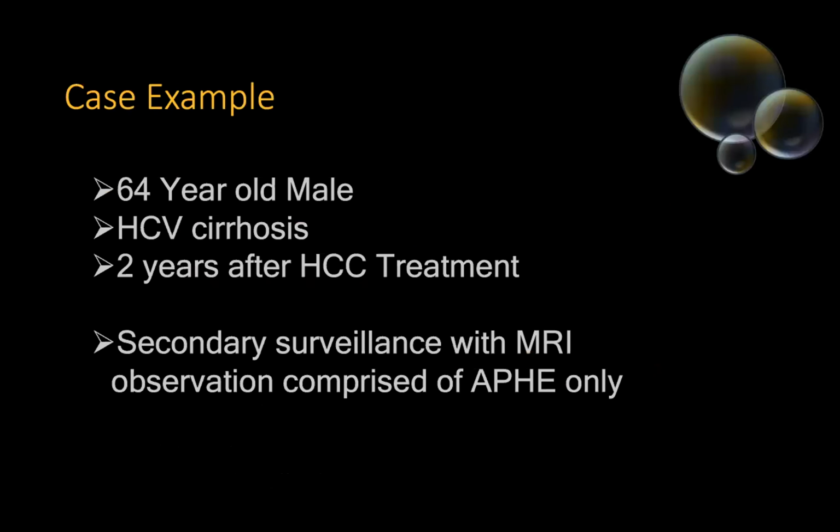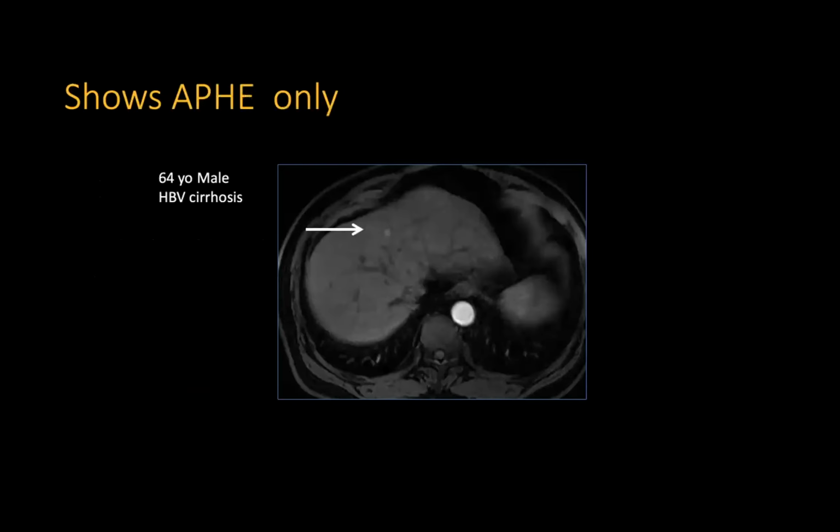Now, let's look at an example. This is a 64-year-old male who has HCV cirrhosis. And so 2 years after his HCC treatment, he has secondary surveillance with MRI. And there's an observation made that's comprised of arterial phase hyperenhancement only.